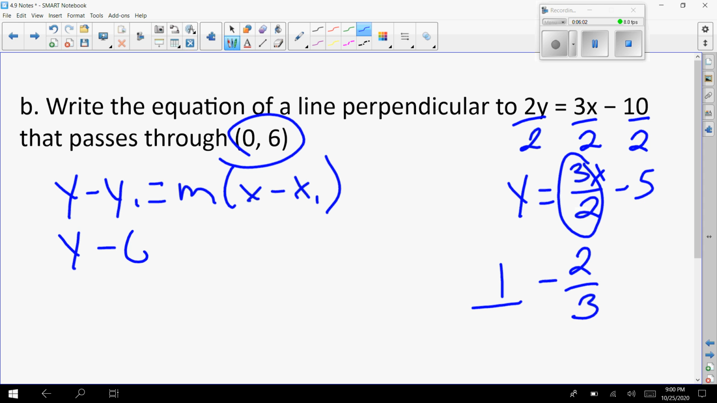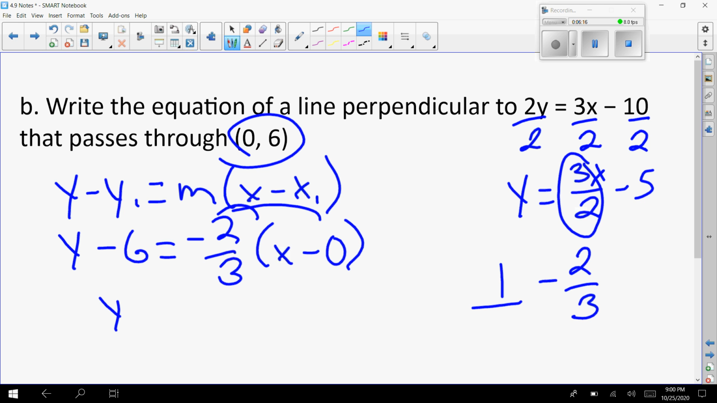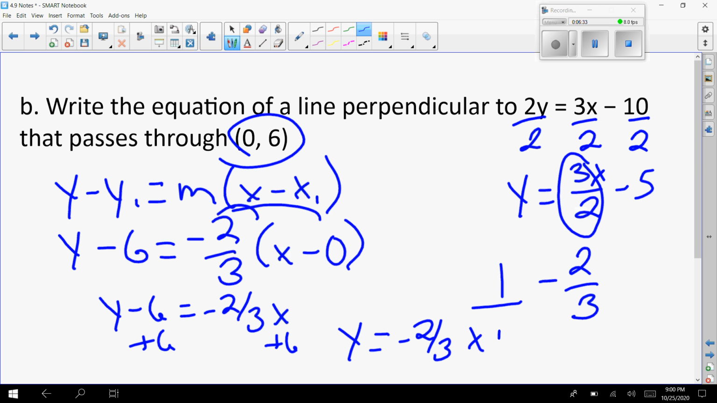Y minus 6, 6 is the y point, equals -2/3 times x minus 0. We can simplify it by distributing. So we have y minus 6 equals -2/3 x minus 0, which we can leave off. And then we add 6 to both sides. And we have y equals -2/3 x plus 6 as our final answer.